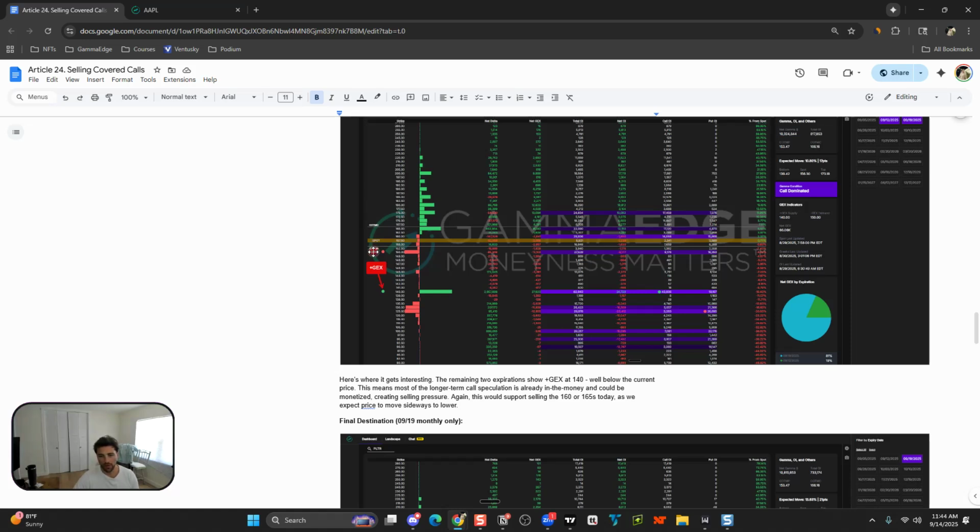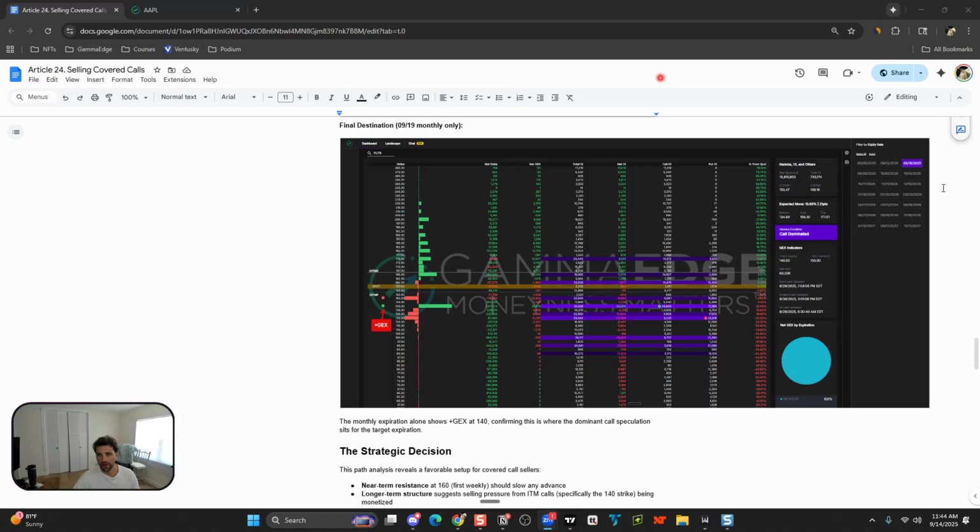This means that long-term call speculators are already well in the money and could be monetizing those positions, creating selling pressure. Again, this would support selling the 160, 165 calls today as we expect price to move sideways to lower. Right, and looking at the final destination, which was the 9/19 monthly expiration.